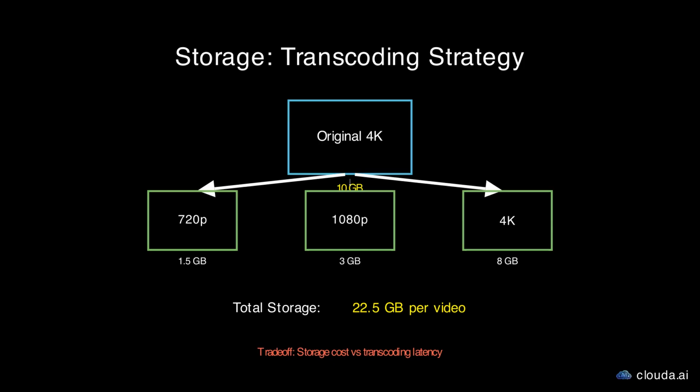Why do this? The trade-off is storage cost versus transcoding latency. Pre-transcoding means instant playback at any resolution. Users don't wait. The alternative is on-demand transcoding, which saves storage but adds 30 to 60 seconds of latency on first view. For a platform with billions of views daily, pre-transcoding wins. We optimize by only keeping popular resolutions for old videos. 720p and 1080p cover 95% of views.